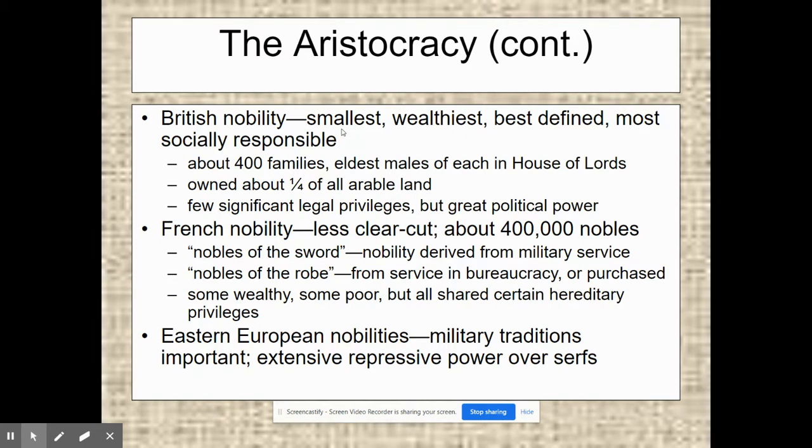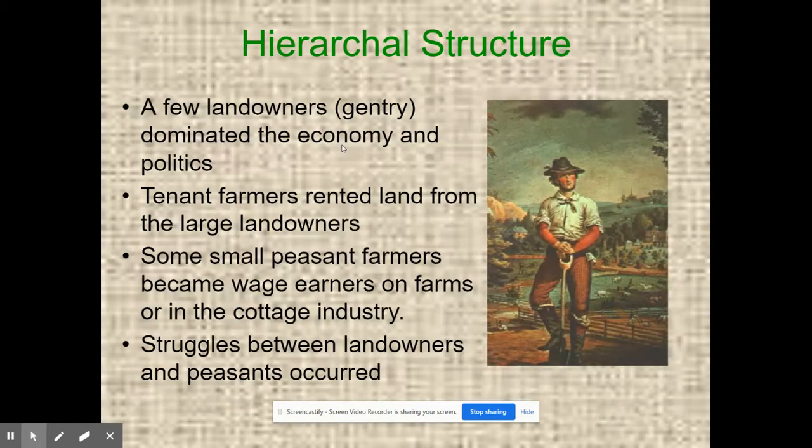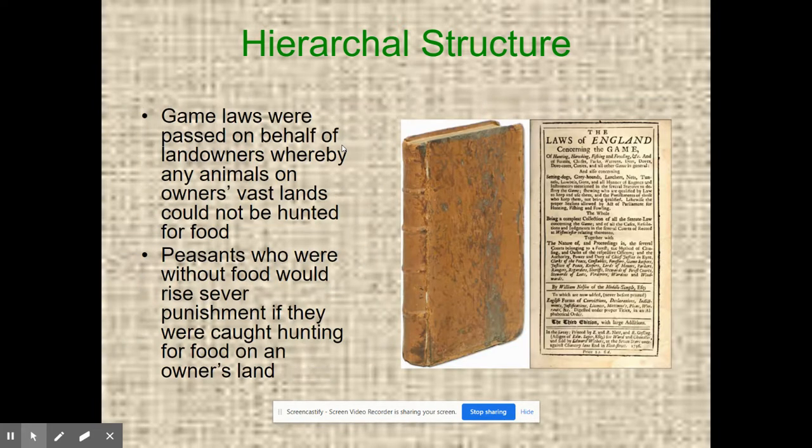The king in England is actually making money by doing it the old-fashioned way. He's investing it, all right? In Eastern Europe, it's all tied to military traditions. It's serfdom, nobility, inherited, and of course there's this large amount of serfdom. So there's that hierarchical structure that's taking place in Europe.